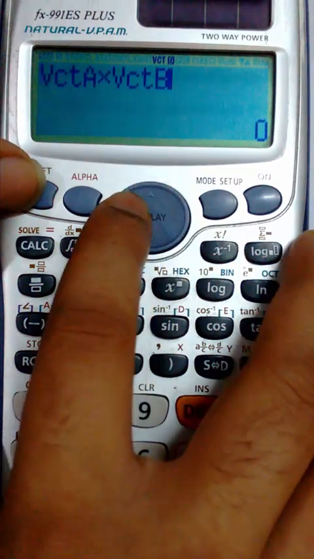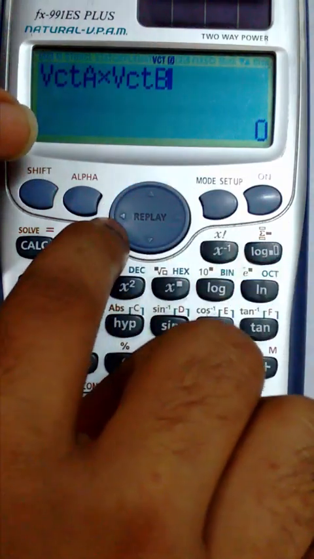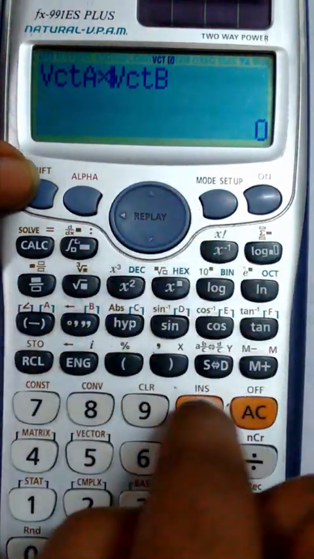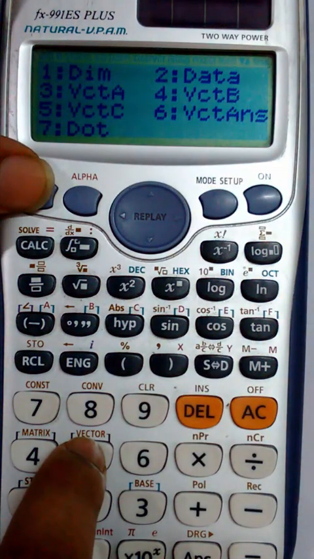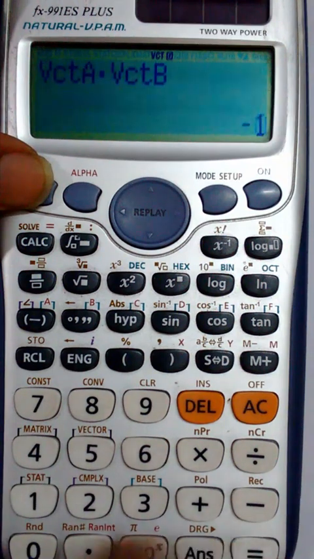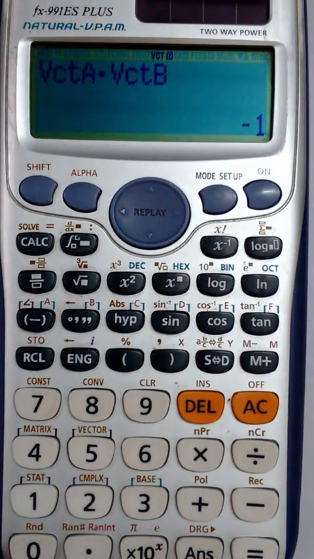Then use this key. You can see here. Suppose I want to use dot product, -1 is the dot. In this way you can use vector calculation. You can calculate vector calculation on your calculator.